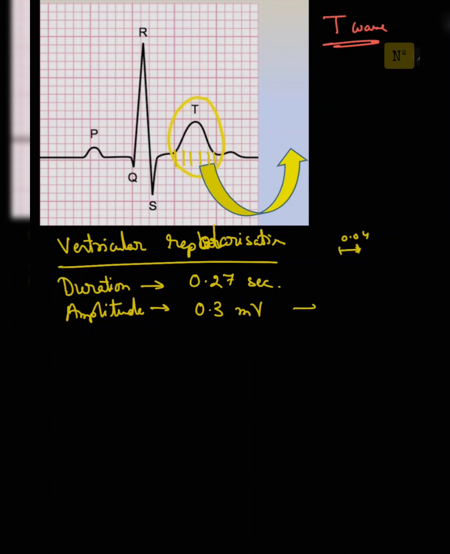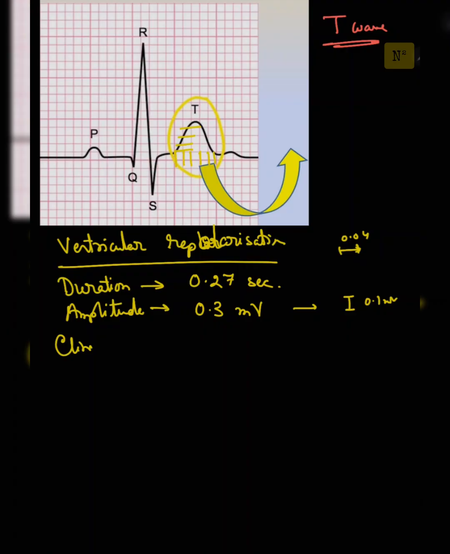So that means it is showing you, I told you, in one small square it travels around 0.1 millivolts, so it is traveling at least 3 small squares in the vertical direction, 2, 3. Okay, at least 3 millivolt. Now what is the clinical significance of this wave?